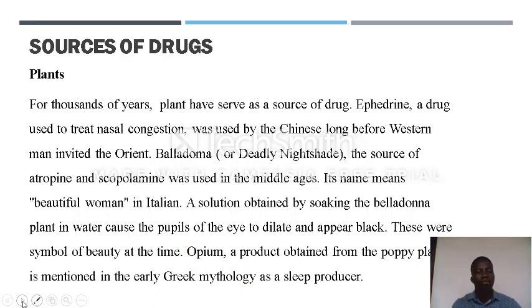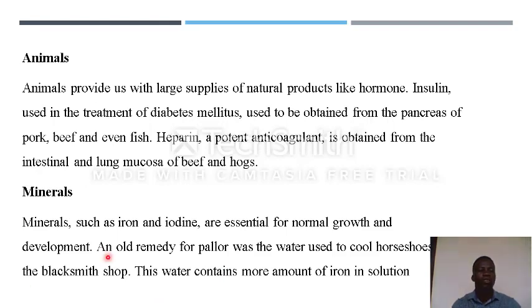The next source of drugs is animals. We can get insulin and hormones from animals in the treatment of diabetes mellitus. So animals too sometimes serve as a source of drugs, but mind you, sometimes these hormones and insulin are worked on in the lab before they are administered to individuals. So animals too are a source of drugs.